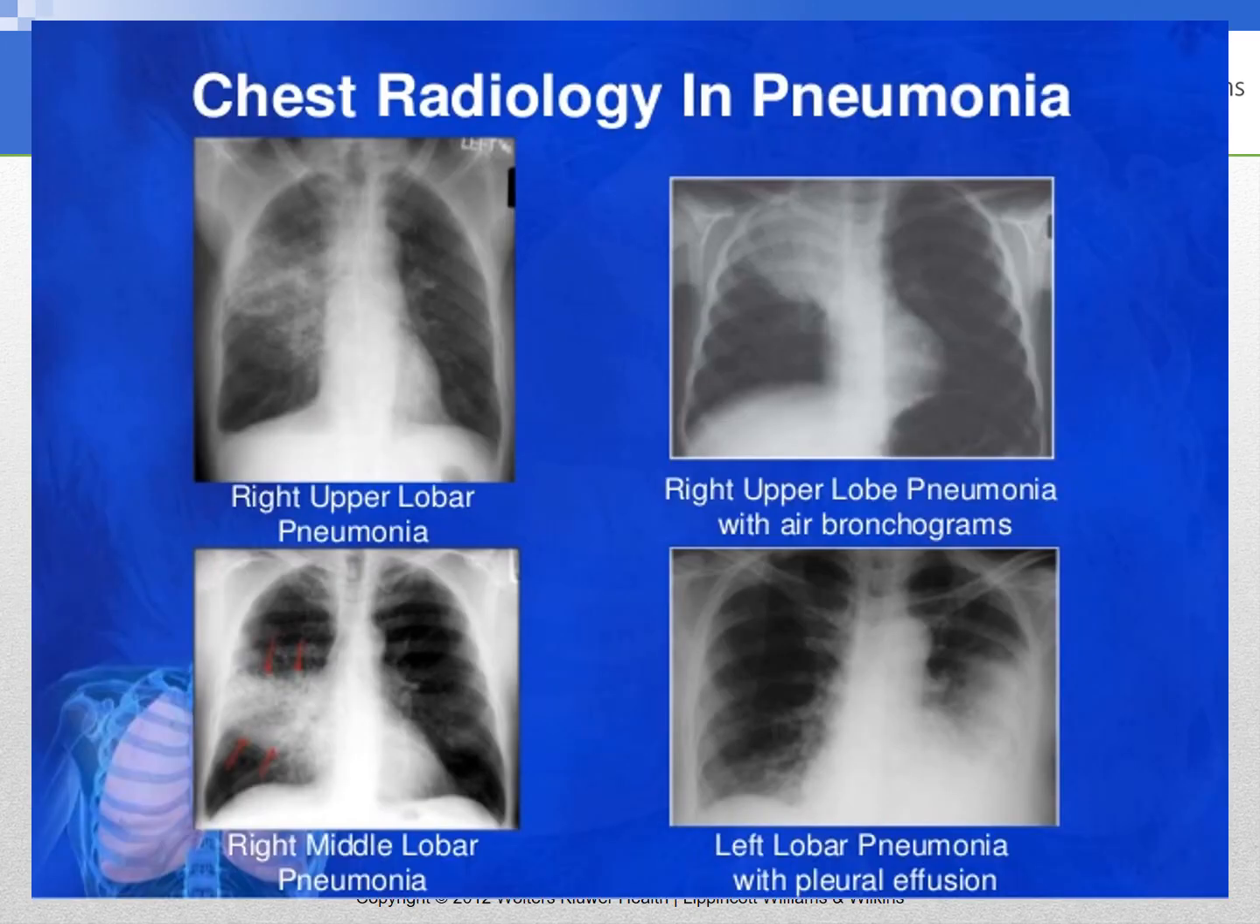This is giving you a picture of what the chest x-rays would look like in patients with pneumonias. This being a right upper lobe pneumonia. Here you can see this is a nice pretty picture of a middle lobe pneumonia. And also keep in mind from an anatomy perspective, you have 3 lobes on the right side and only 2 on the left. Only 2 on the left because of the heart. So just from an anatomy perspective, keep that in mind.